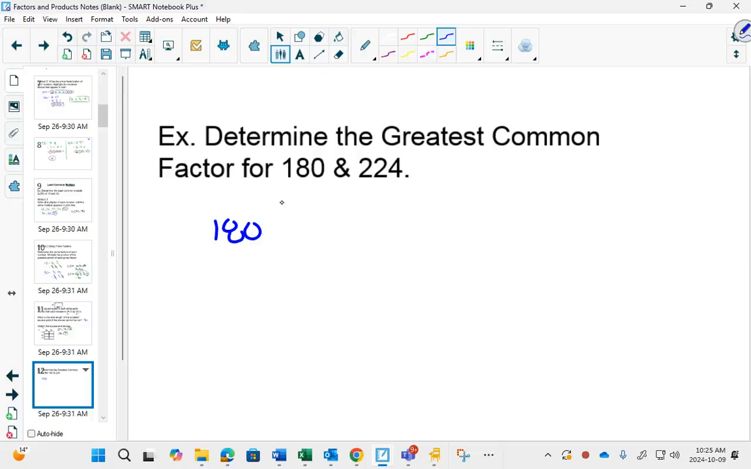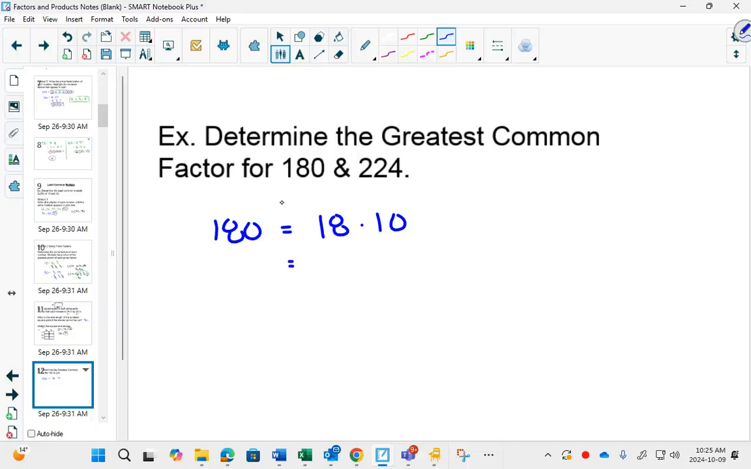Some people like to always divide by 2 to start with. That's perfectly fine. Can you see that 180 is 2 times 90? Sometimes with prime factorization though, if you can find bigger numbers that multiply, like, can you see that this is 18 times 10? Sometimes that makes it go a little bit faster.